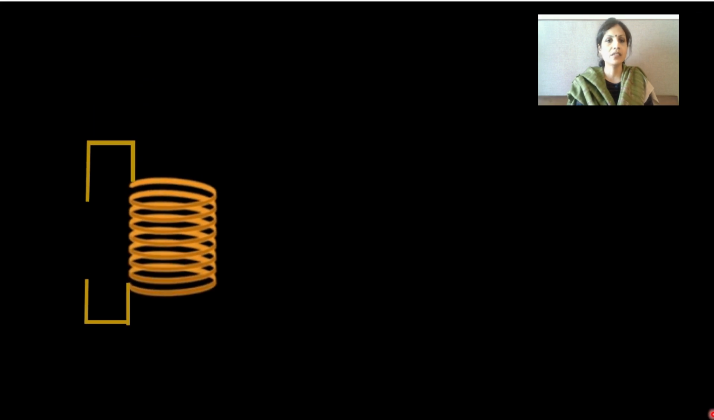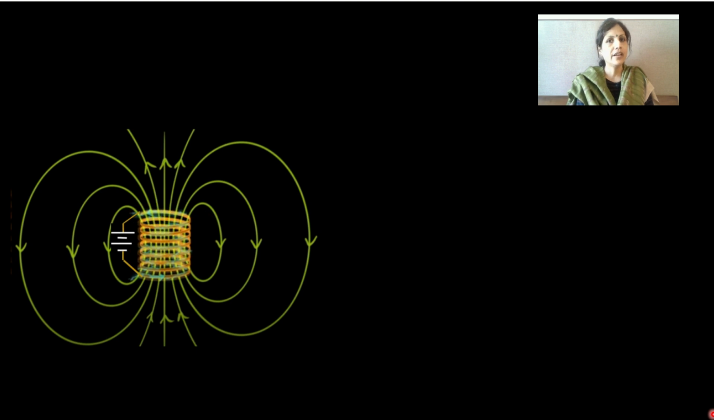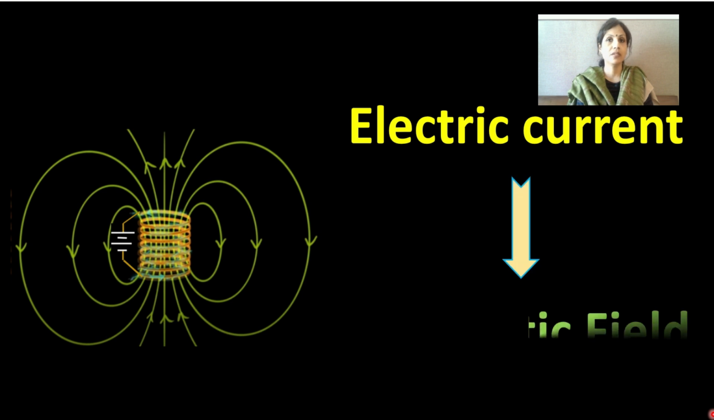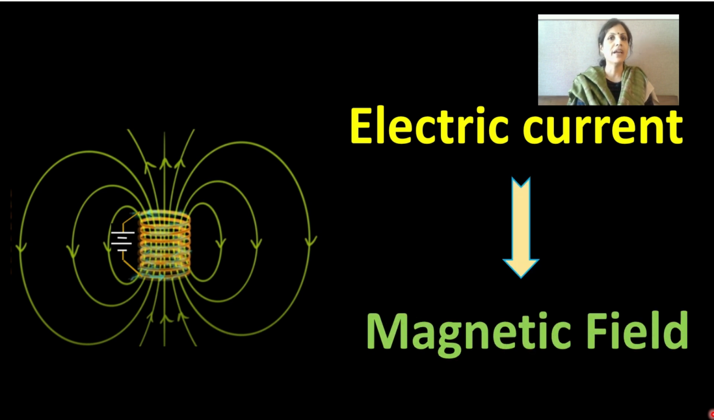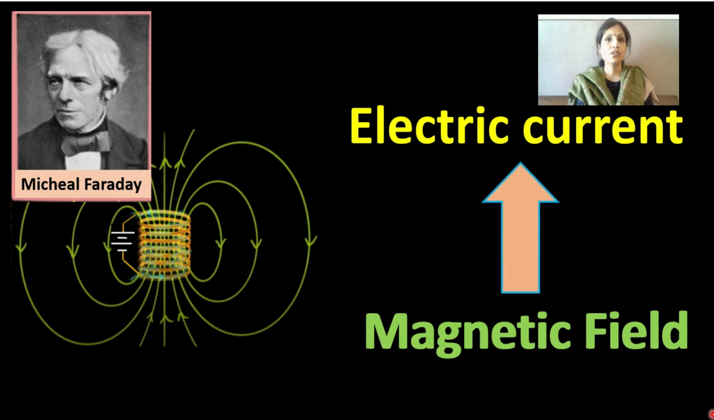We have learned that when we connect a battery or a cell to a coil of conducting wire, it produces a magnetic field around it. So electric current can generate a magnetic field. This is what we have learned. But a curious scientist, Michael Faraday, thought the other way. He thought, can a magnetic field generate electricity? Is it possible that we generate electricity with the help of a magnetic field without using batteries, without using chemicals?